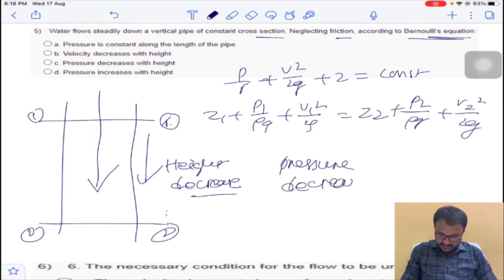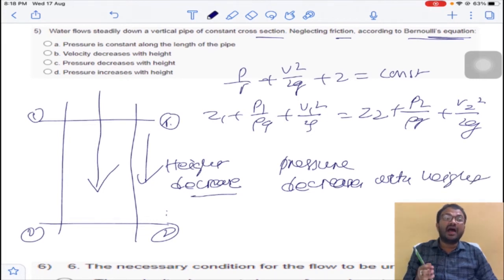Pressure decreases with height. With height means we need to travel along the direction of flow. Okay, so pressure decreases with height. Option C is the answer.